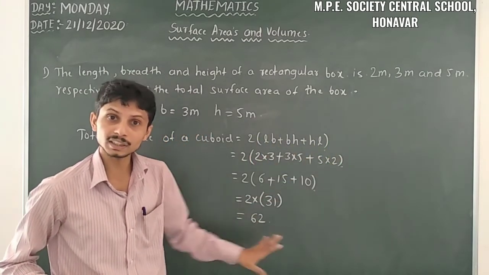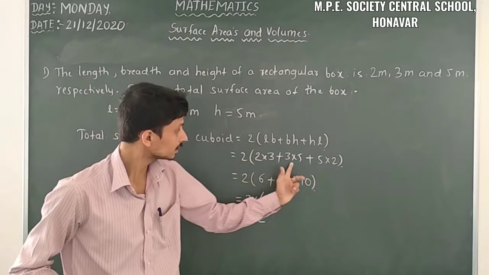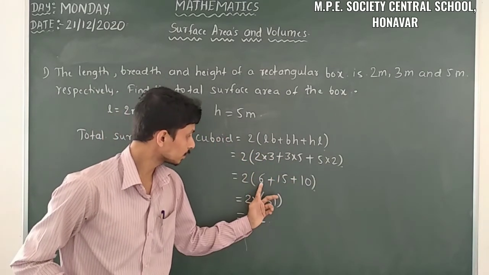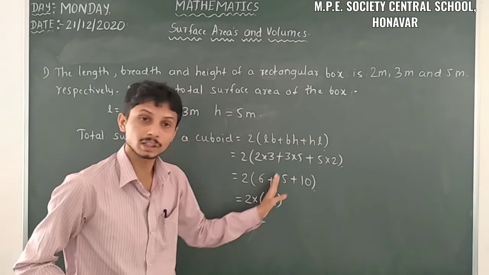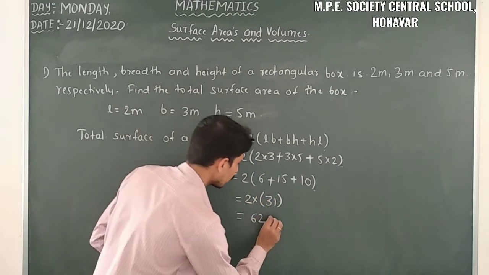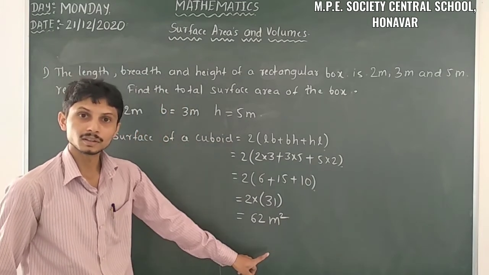There is no mention here. Without any mention, you have to understand all these things. We have meter square. Here also we have 6 meter square, 15 meter square and 10 meter square. Here we have 31 meter square. So here we have 62 meter square. So you have to write meter square here.